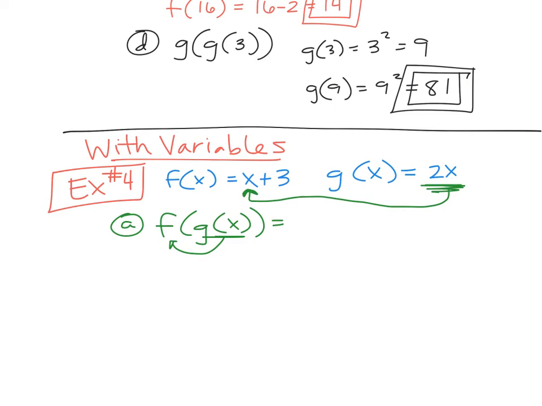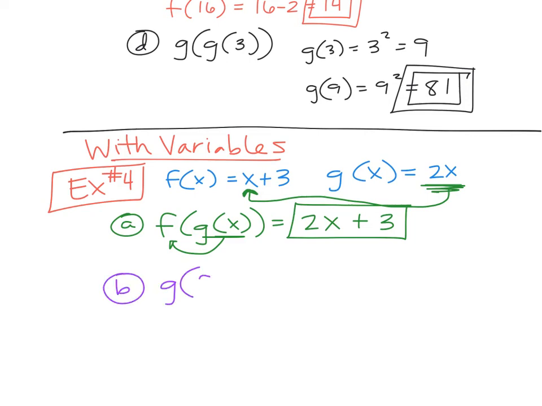So when you do that, we get 2x, we'll put it here, 2x plus 3. And there's nothing else you can do with that. There's no simplifying needed. So that would be your answer. Okay. What if we switched that?